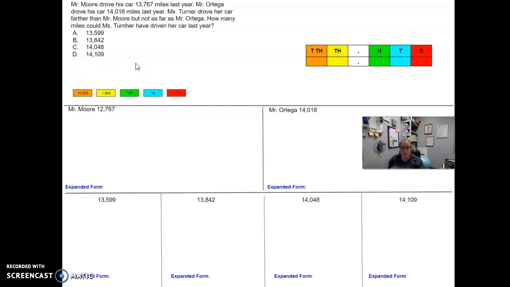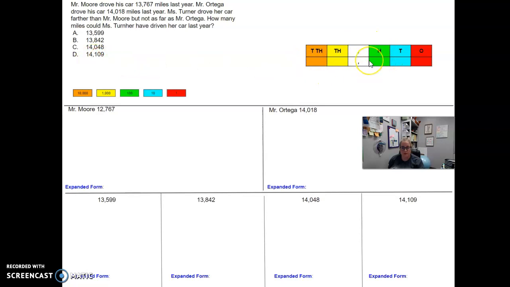The second question says, Mr. Moore drove his car 13,767 miles last year. Mr. Ortega drove his car 14,018 miles last year. Ms. Turner drove her car farther than Mr. Moore, but not as far as Mr. Ortega. How many miles could Ms. Turner have driven her car last year? And then you have your answer choices.